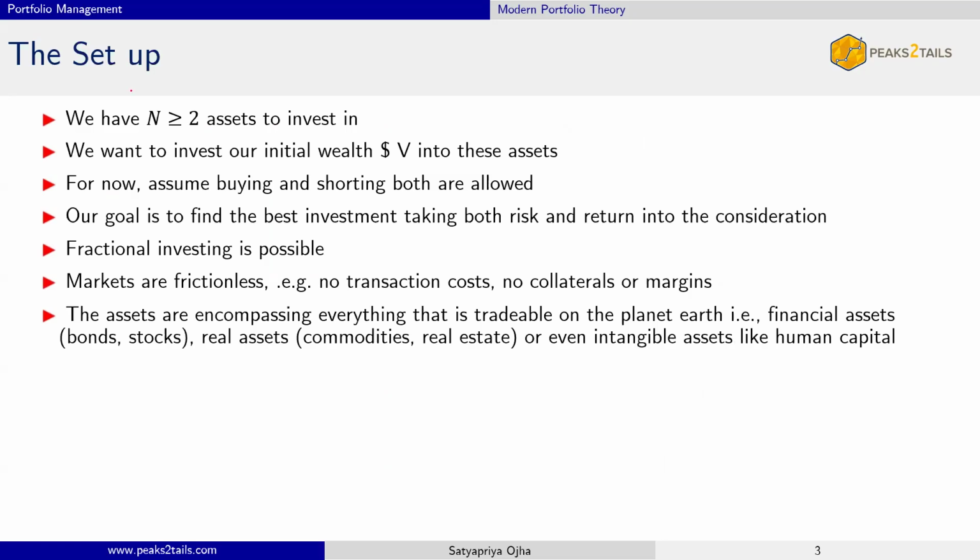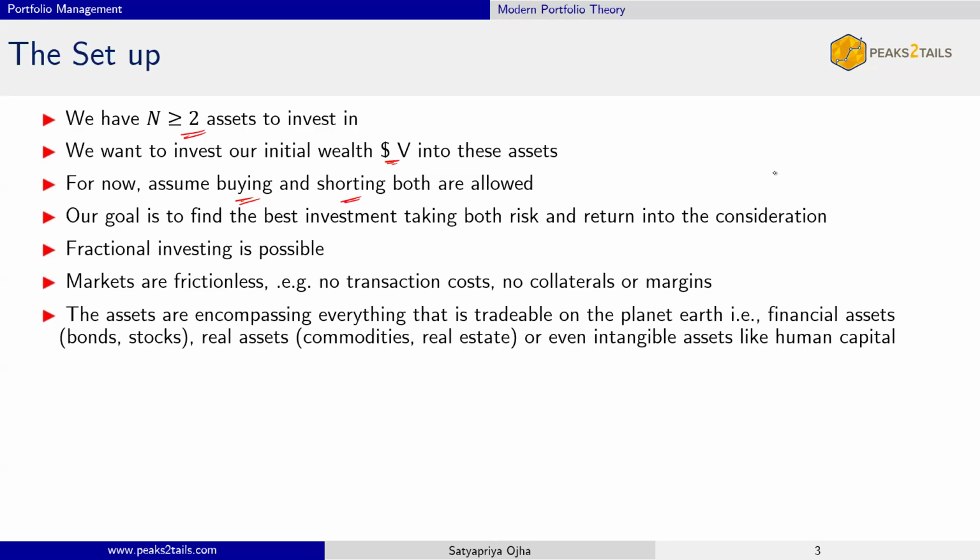So we have this setup, okay? In our universe, there is more than one asset, at least two assets. There could be more. And then we have some wealth that we want to invest in those securities or assets. Now, let's assume that both buying and shorting, that means long and short positions, are allowed. Later on, we should be able to restrict, say, short positions, but for now let's assume both are allowed.